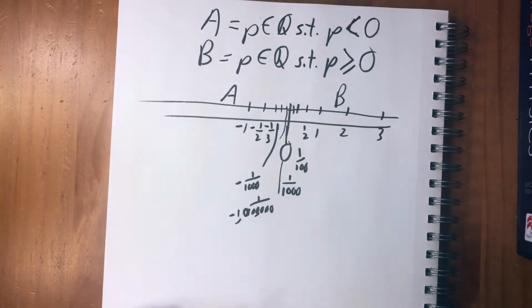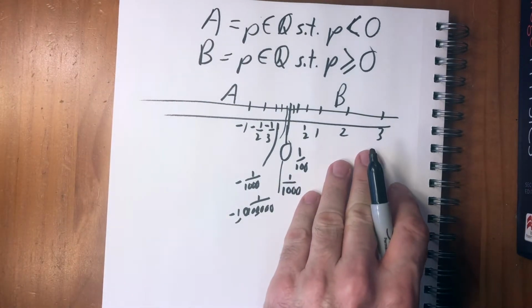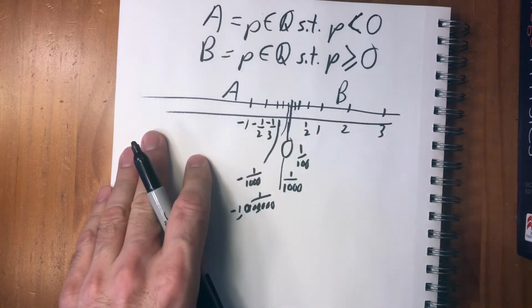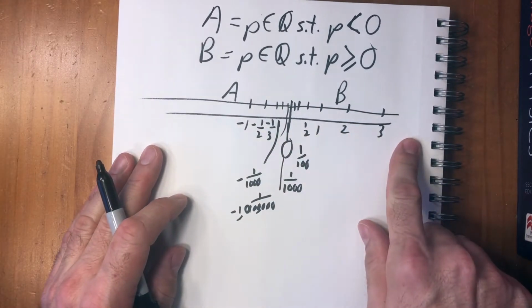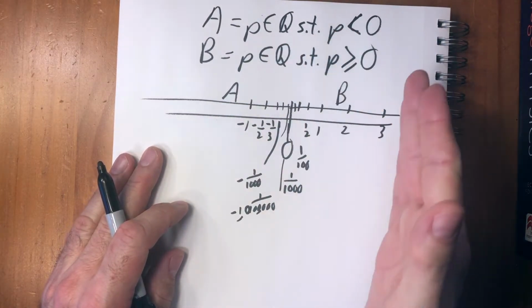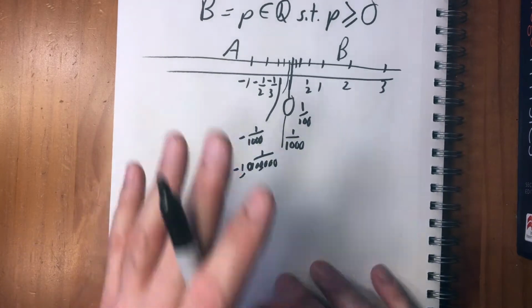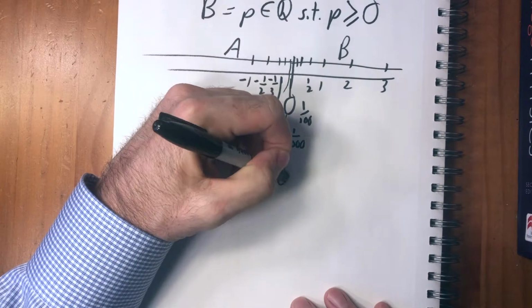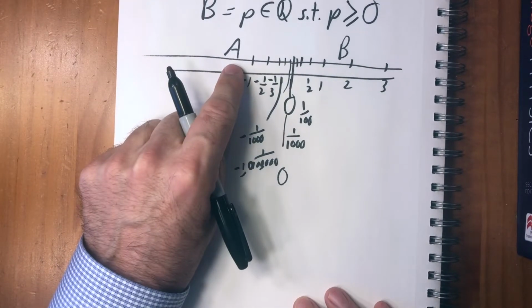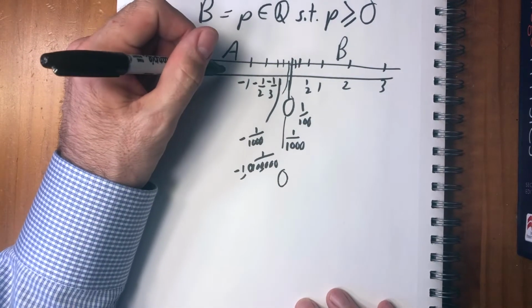What about the bounds of A? Is there a smallest upper bound of A? All of these are upper bounds of A: 3, 2, 1, 1/2, 100. Is there a smallest one? The answer is yes, there is. 0 is the smallest upper bound because you can't have an upper bound of A that's smaller than that.